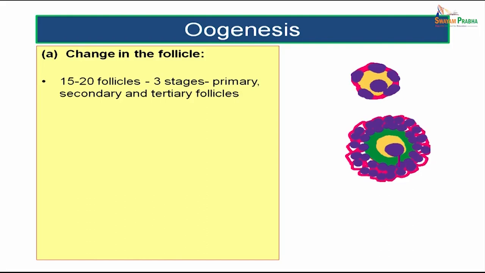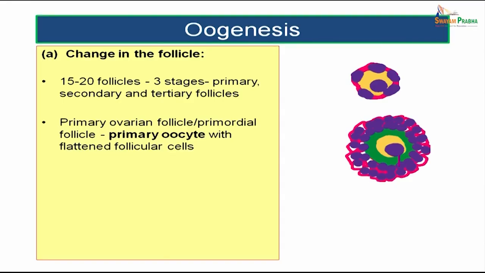Every reproductive cycle will be having 15 to 20 follicles starting their maturation process. So with the onset of the reproductive cycle, the ovarian cycle, roughly 15 to 20 follicles will start getting ready to be ovulated, and only one follicle will be rupturing in order to expel the secondary oocyte, and the rest of it will be degenerating. So with the start of every ovarian cycle, you will be having 15 to 20 follicles in the process of maturation.